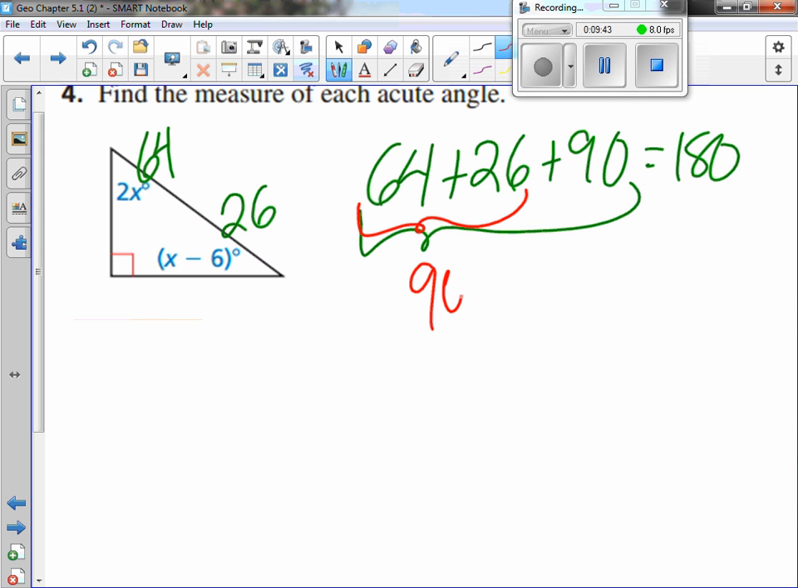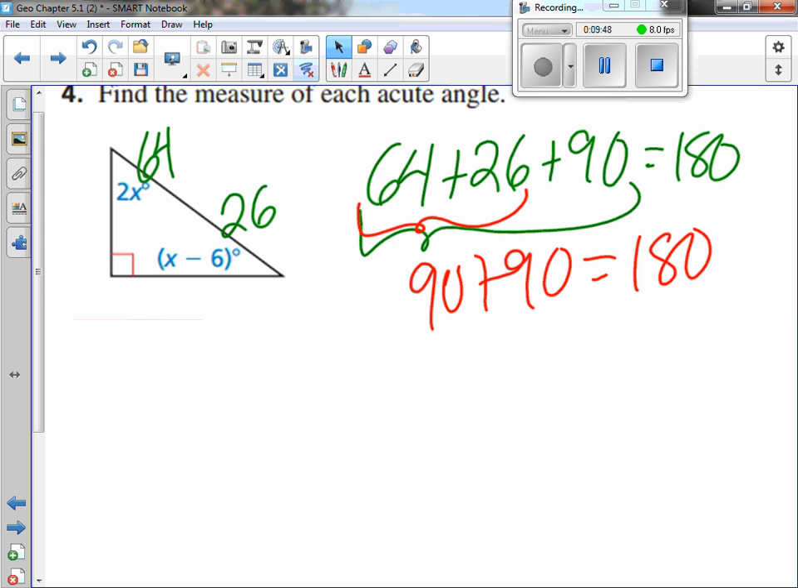These two here would be 90? Yeah. Yep, that's true. Questions on this here?